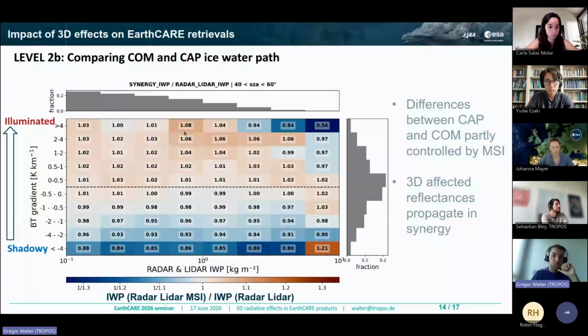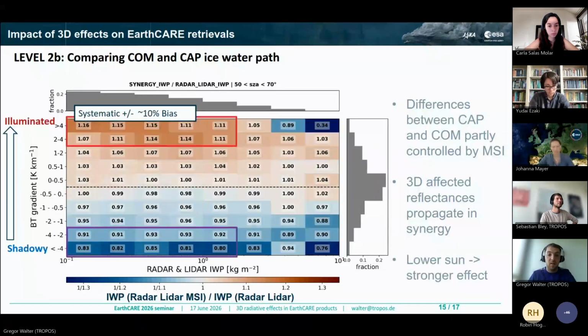So assuming pixel levels of 1.08, we can then conclude it's 8% higher than it would have been if it was on a horizontal surface. This is a case for 40 to 60 degree solar zenith angle, and we can see that the differences between the CAP and the COM product are at least partly controlled by MSI reflectances, and we can also see a propagation of the 3D radiative effects into the synergy product.